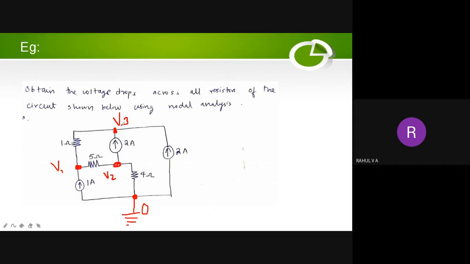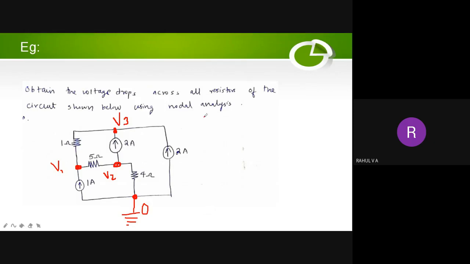One of the nodes is considered as the reference node. Then you have 3 nodes where you have to perform the analysis. So it is different from the previous circuit. In the previous circuit, we had only 2 nodes, but in this case, we have 3 nodes. Our first exercise is node 1, then node 2, then node 3.